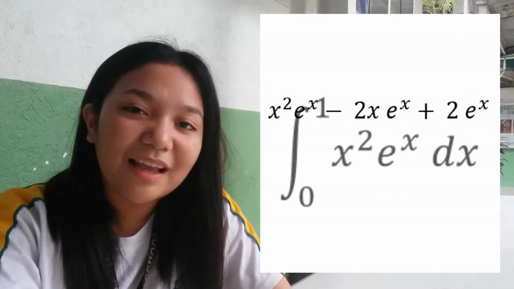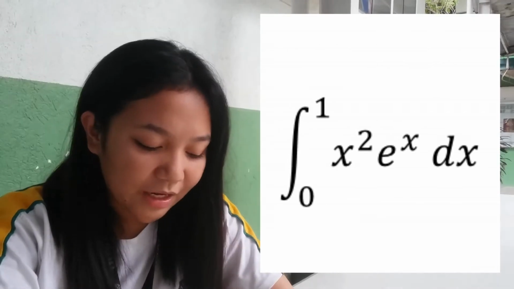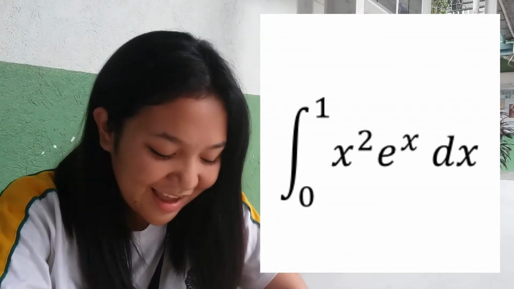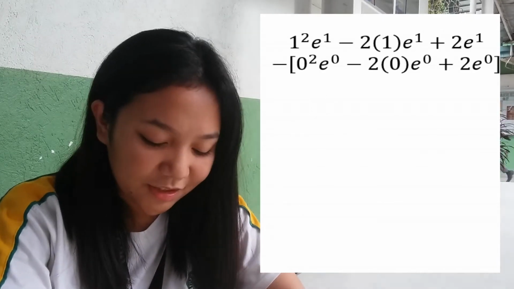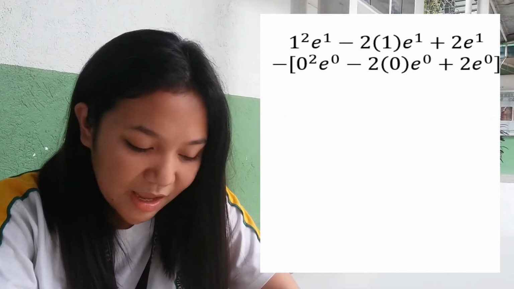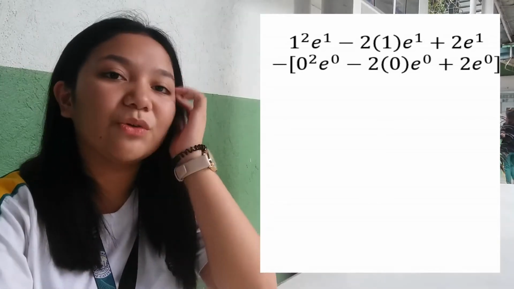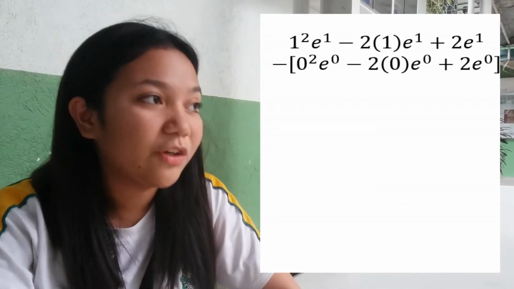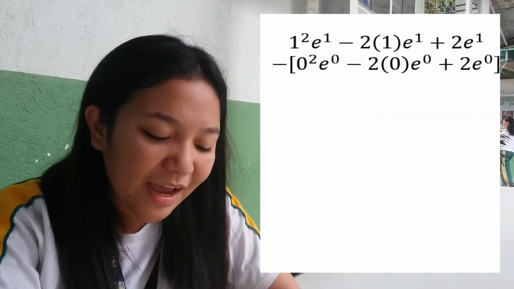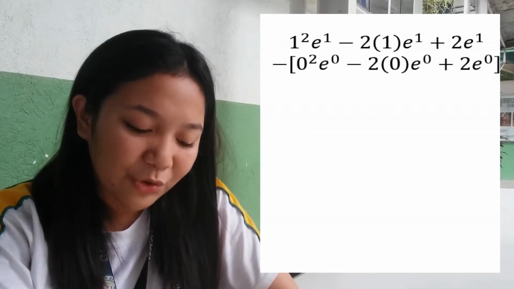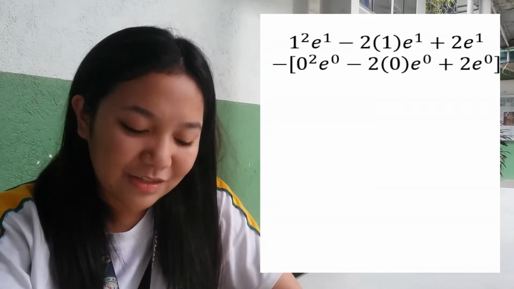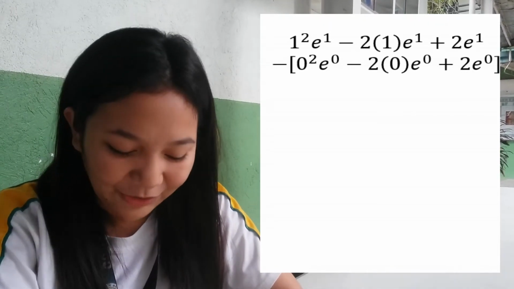Now, going back to the values, we would subtract the value of the substituted lower boundary from the substituted upper boundary. Substitute 1, the upper boundary, then subtract it from the 0 substituted, the lower boundary. It would be 1 squared e raised to 1 minus 2 times 1 e raised to 1 plus 2 times e raised to 1 minus 0 squared e raised to 0 minus 2 times 0 e raised to 0 plus 2 times e raised to 0.